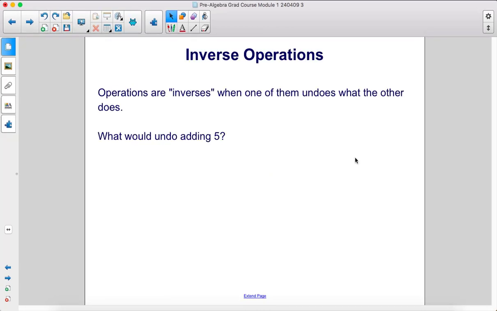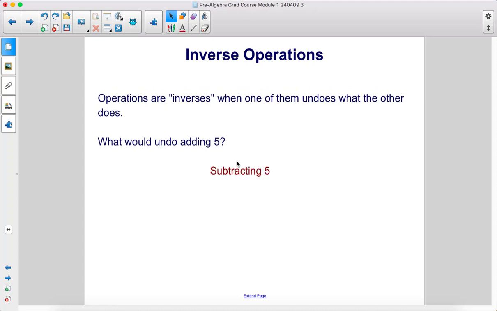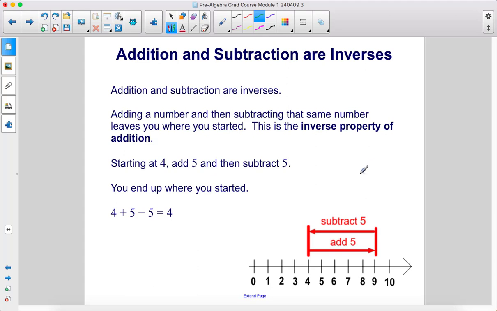Operations are inverses when one of them undoes what the other does. What would undo adding 5? The answer is subtracting 5. Addition and subtraction are inverses. Adding a number and then subtracting that same number leaves you where you started on the number line. This is the inverse property of addition.